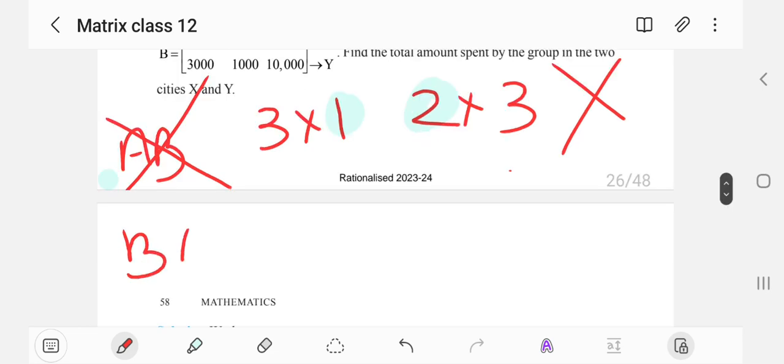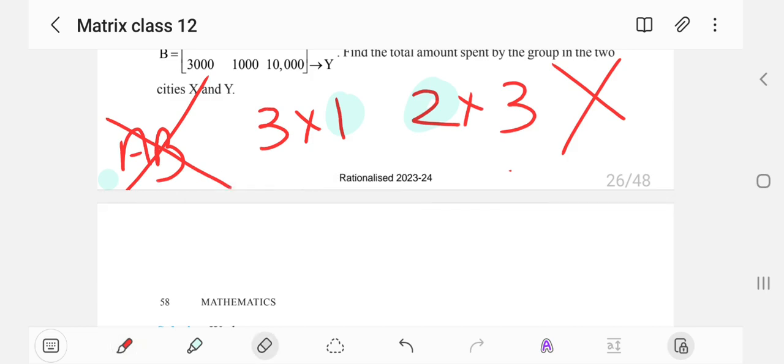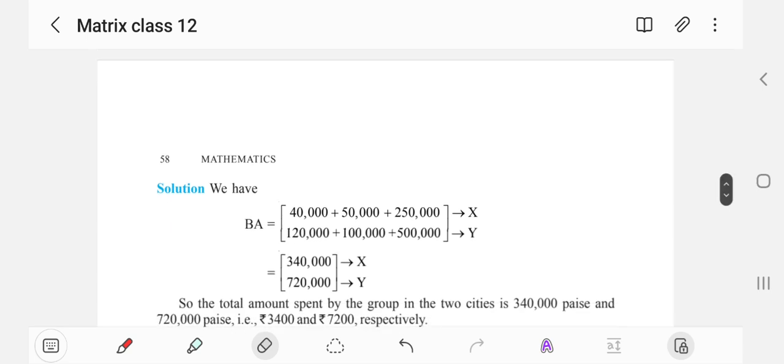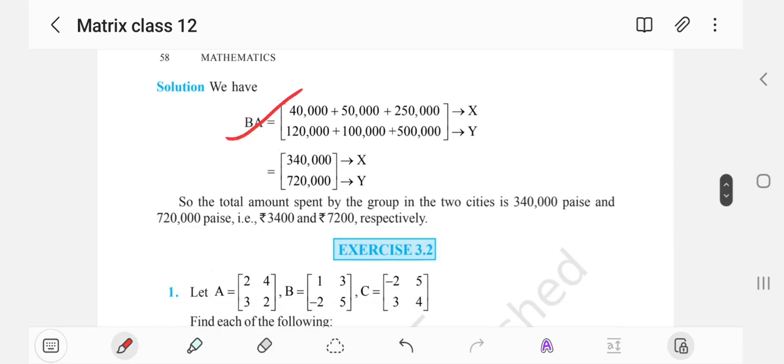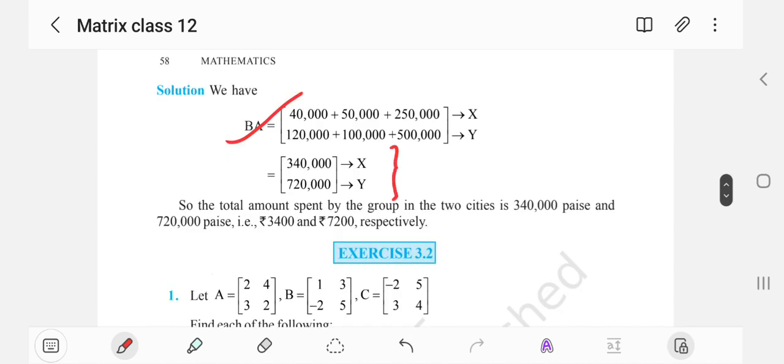Let me check whether BA is possible. The order of B is 2 by 3 and the order of A is 3 by 1. The number of columns of B is the same as the number of rows in A. That means this matrix multiplication is possible. So we will find BA, not AB. This is important. I hope it is clear to you why we are finding this. So BA is found by simple multiplication. So this is the total cost.